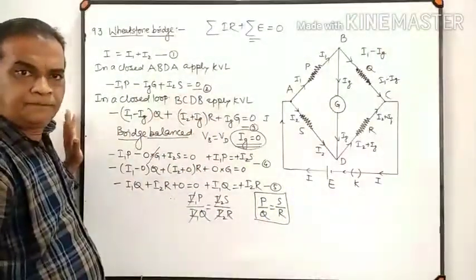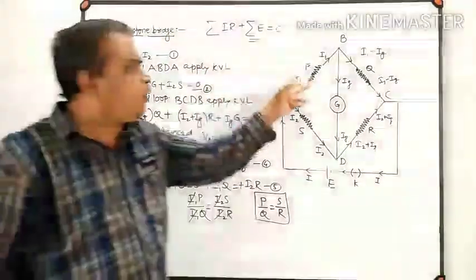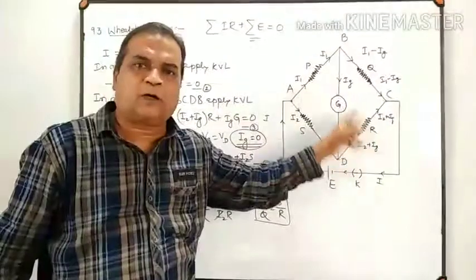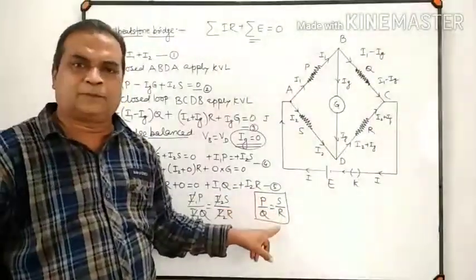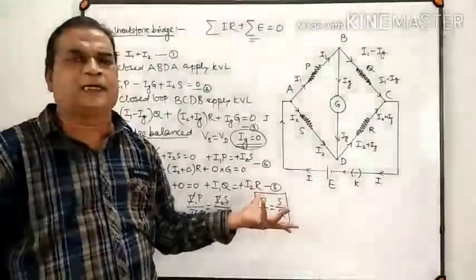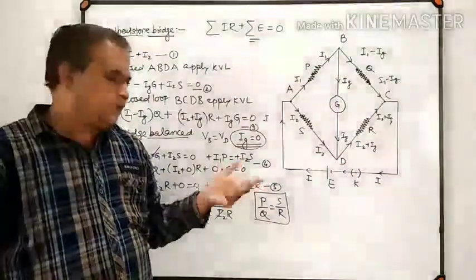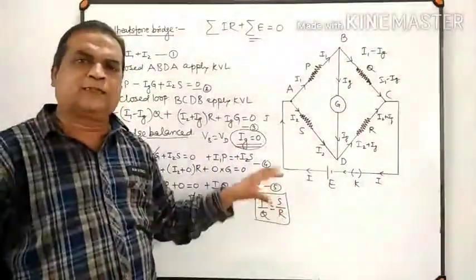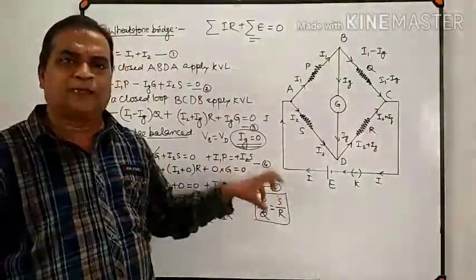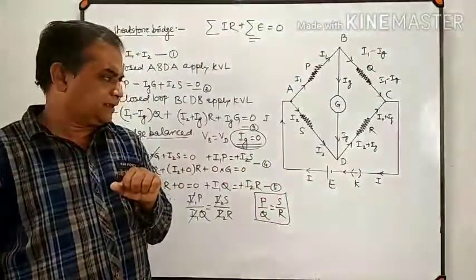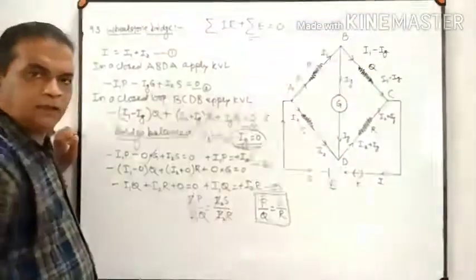So remember, whenever this Wheatstone's bridge is balanced, the 4 resistors in the 4 arms of the Wheatstone's network are related by the relation P by Q is equal to S by R. This condition is known as the bridge balancing condition. If any 3 of them are known to us, then we can determine the value of the 4th unknown resistance.